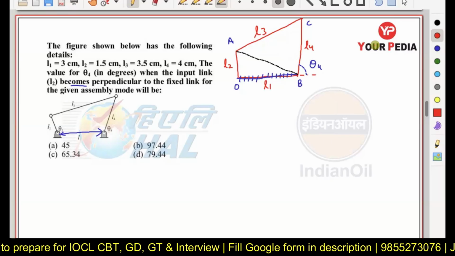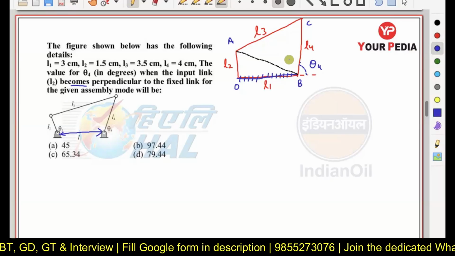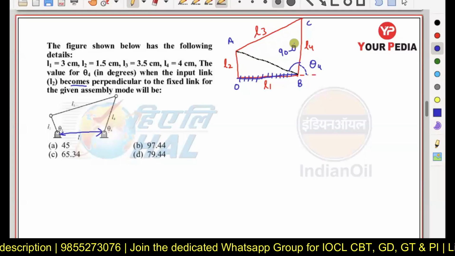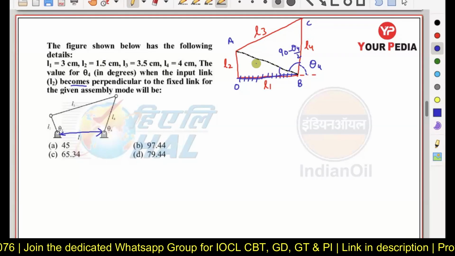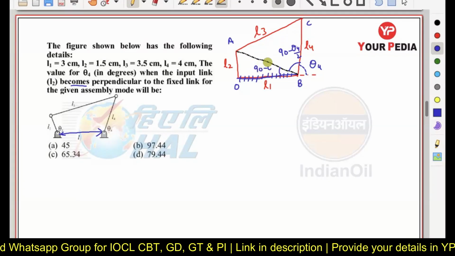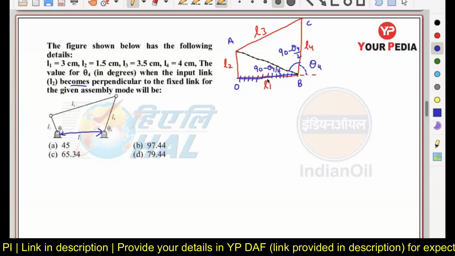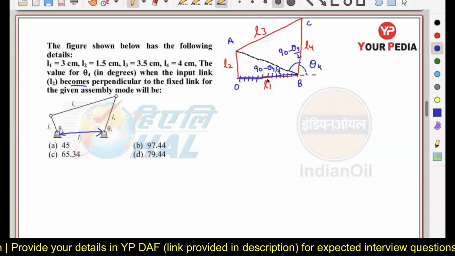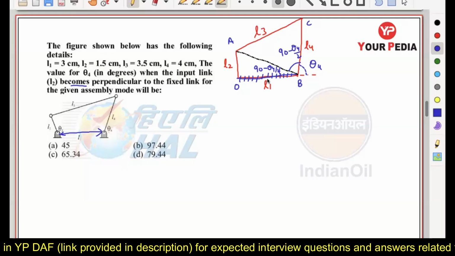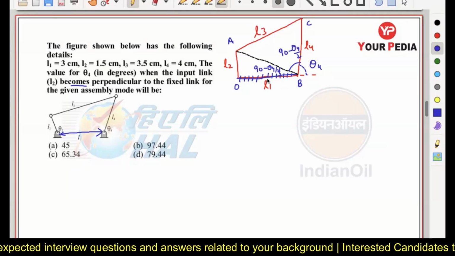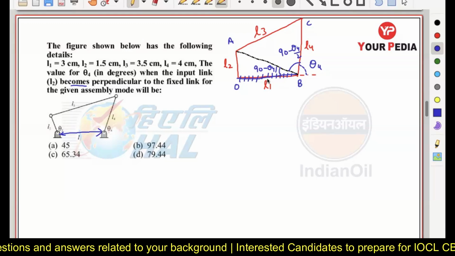This angle is coming out to be this angle. This angle will be 90 minus theta 4 by 2. Yes or no? Okay, now because the total inside angle between the OB and BC is 180 minus theta 4, and I have divided that angle into two forms here.